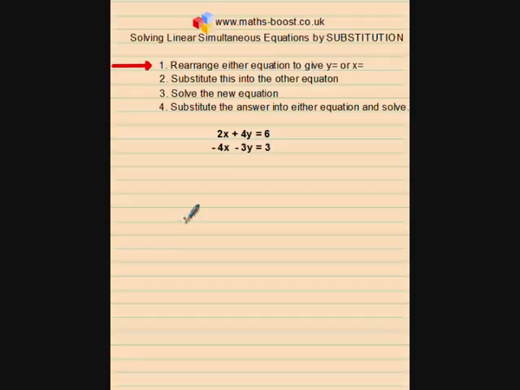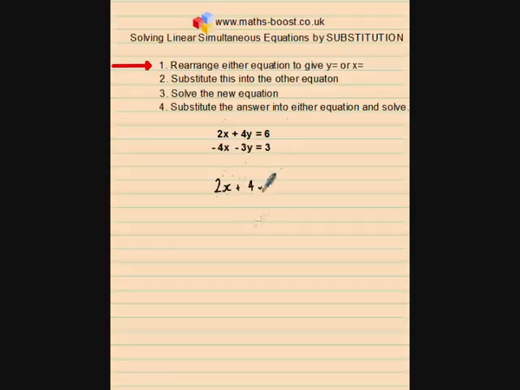The first step is to rearrange either equation to give y equals or x equals. It doesn't matter which equation, and it doesn't matter whether you set the equation y equals or x equals. If you're proficient, then it really won't matter. However, sometimes one way is easier than the other, and only experience is going to tell you that. So I'm going to choose the first equation, and I'm going to rearrange it in terms of x equals.